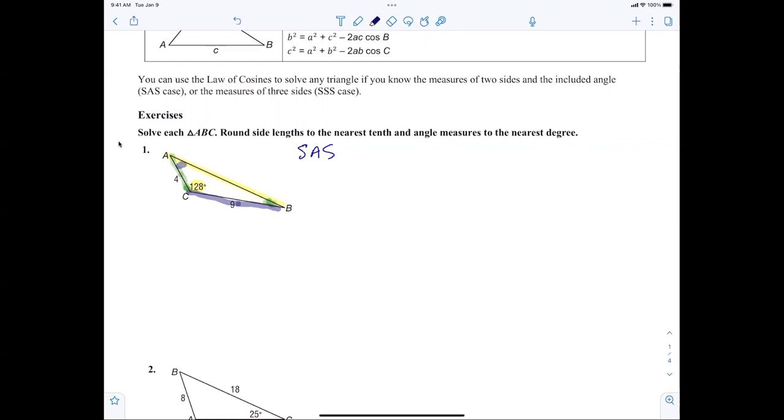Notice there's not a side and an opposite angle related. So you cannot use what? You cannot use law of sines. You must use law of cosines.